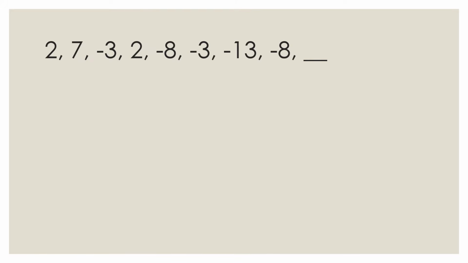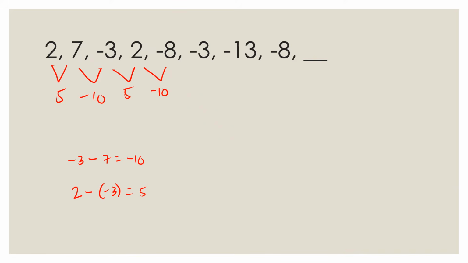Let's check. 7 minus 2 is equal to 5. Negative 3 minus 7, just to be clear, that's negative 3 minus 7, this is negative 10. 2 minus negative 3, that's like 2 plus 3, so that will be 5. Then we have negative 8 minus 2, so that's again negative 10. Negative 3 minus negative 8 is positive 5. Negative 13 minus negative 3 is negative 10. And negative 8 minus negative 13 is again positive 5.